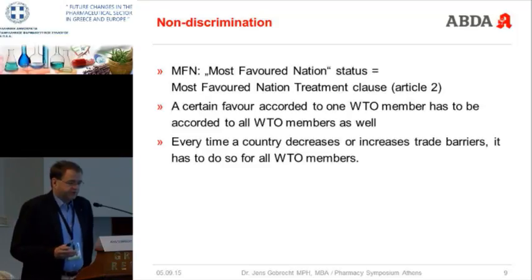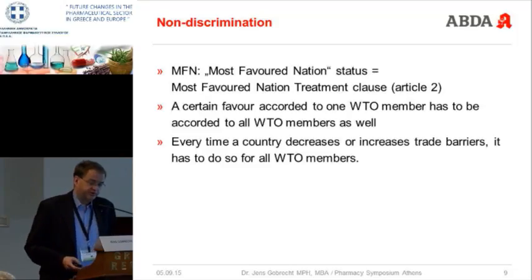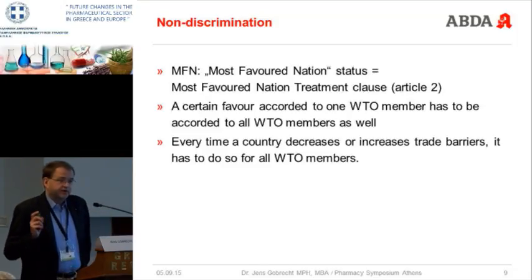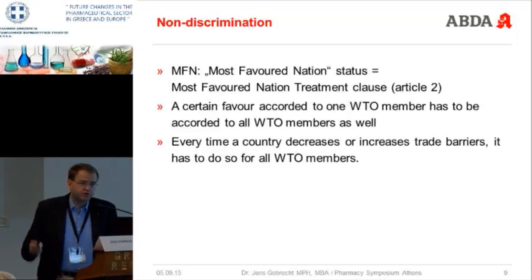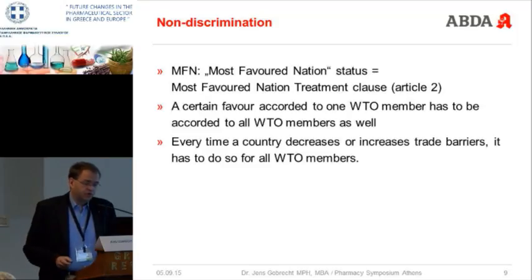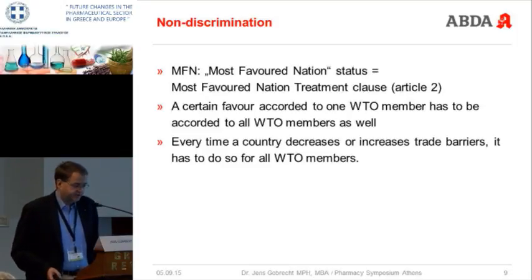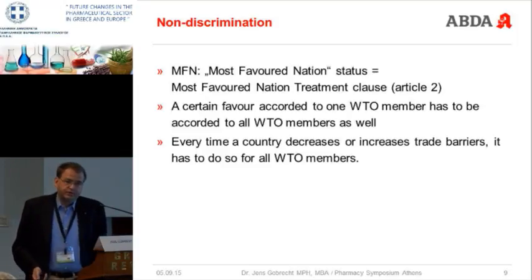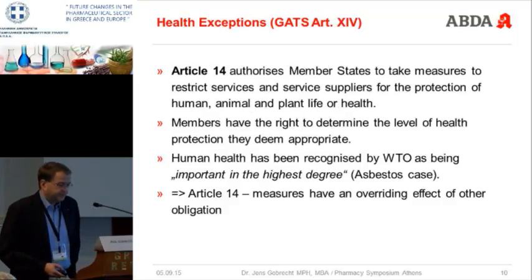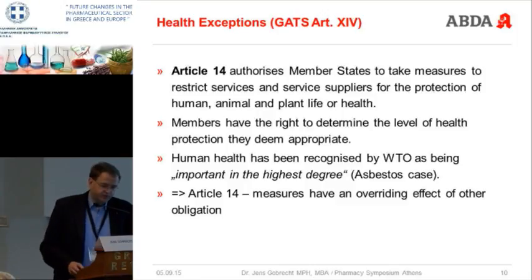Here you have something which is called the most favored nation status, or in the GATS most favored nation treatment clause, Article 2, and it means that a certain favor accorded to one WTO member has to be accorded to all WTO members as well. So every time a country decreases or increases trade barriers, it has to do so for all WTO members. There are in the GATS some health exceptions. In the GATS it's in Article 14.